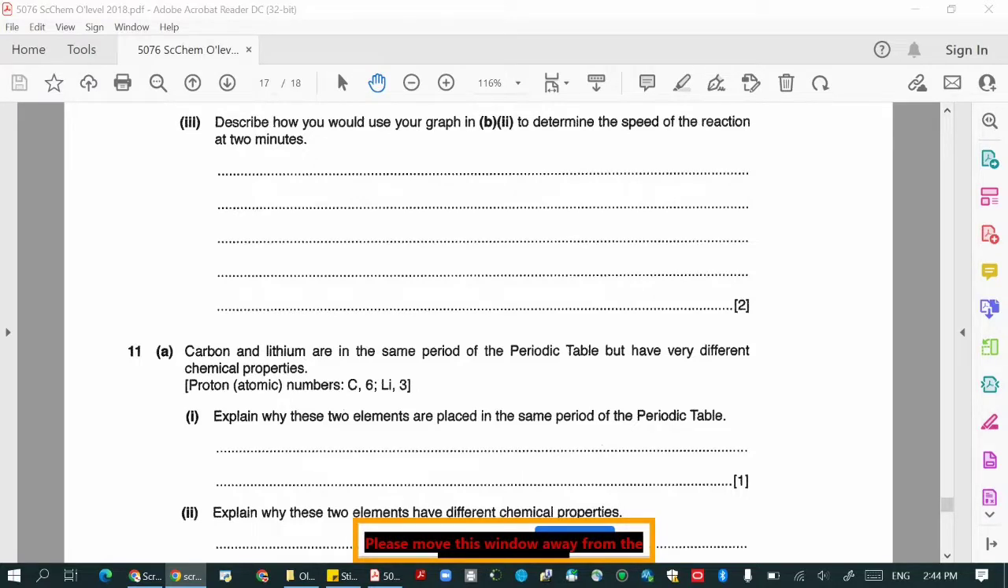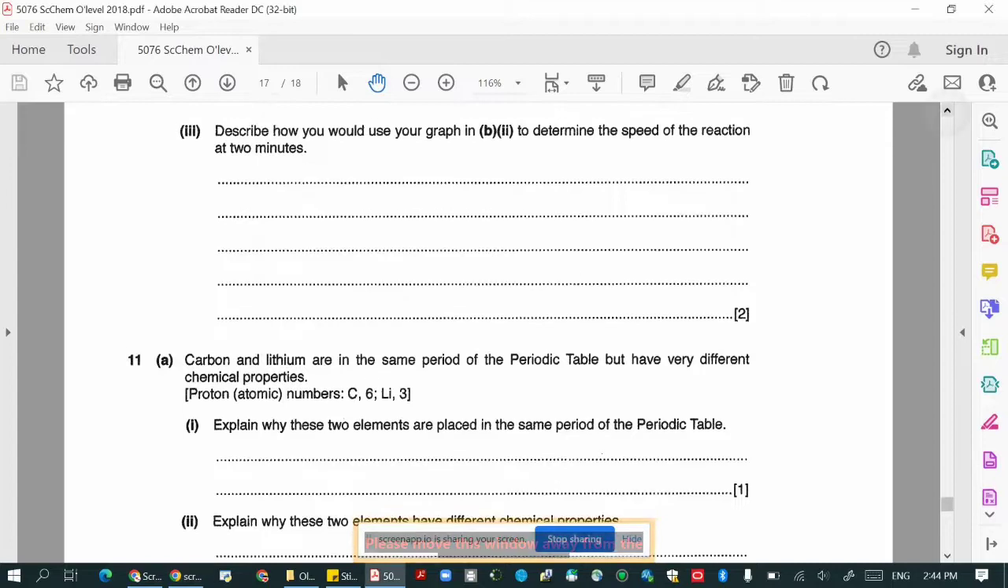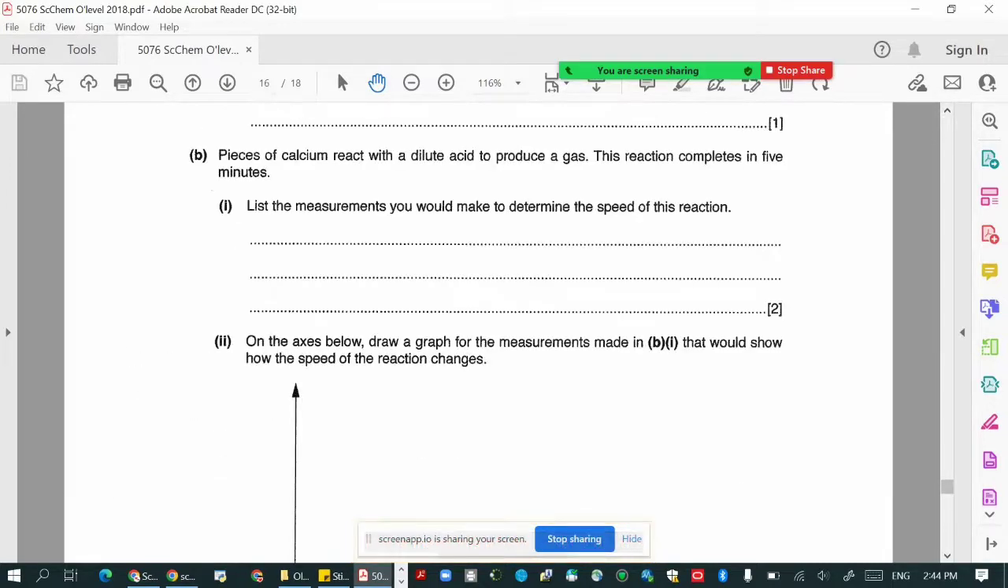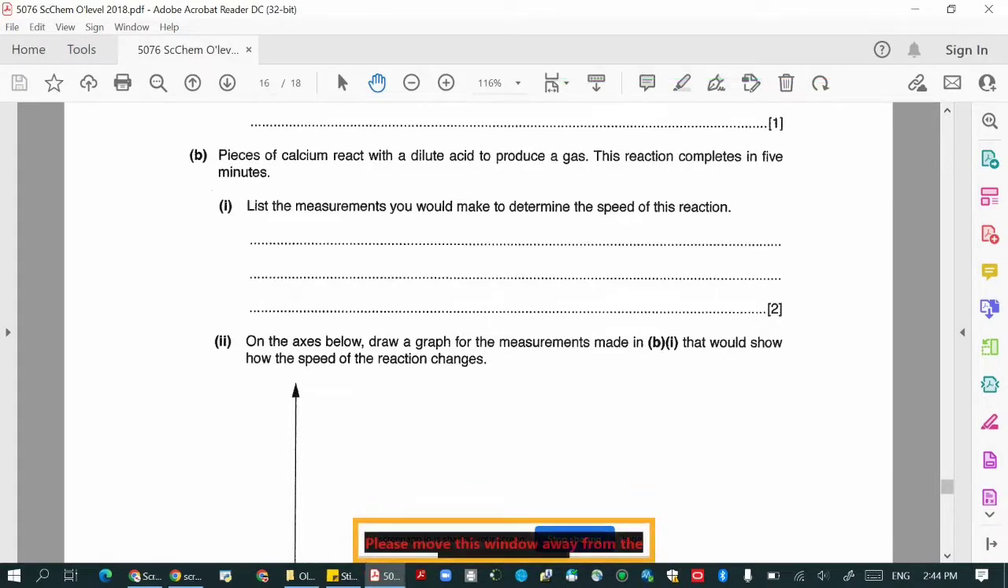Describe how you would use your graph in B, part 2 to determine the speed of the reaction at 2 minutes. Now let's look at the question, let's look at part 2. So this is a reaction between calcium and acid, which produces a gas. So you can collect the gas and measure the volume of the gas, which in this case is hydrogen gas.